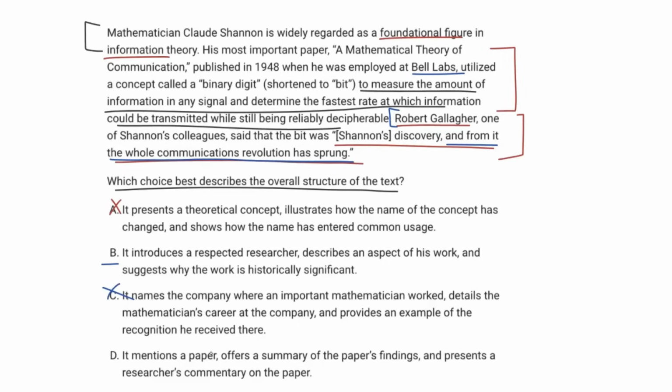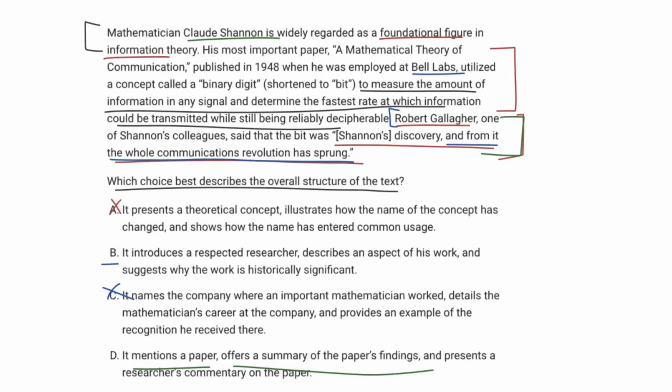D says it mentions a paper, offers a summary of the paper's findings, and presents a researcher's commentary on the paper. This is probably the strongest distractor answer, right? Mentioning a paper, which it does up here, a summary, which it does, and presenting a researcher's commentary on the paper, which you could say it does offer. But I would say that D is not as strong as B for this reason. You have to understand that when it says it presents a researcher's commentary on the paper, this entire answer choice is really focused on that paper. And while a big portion of this excerpt does talk about the paper, what it's really getting at is praising Claude Shannon as a foundational figure in information theory, right?